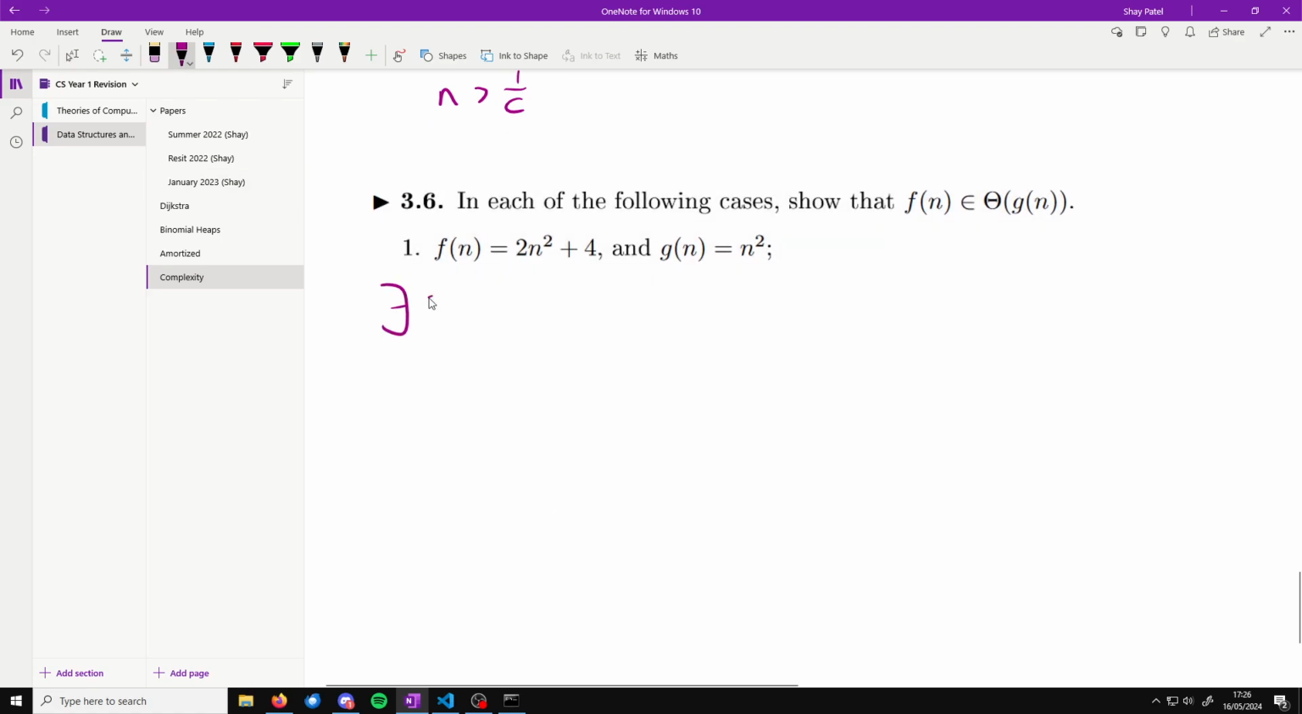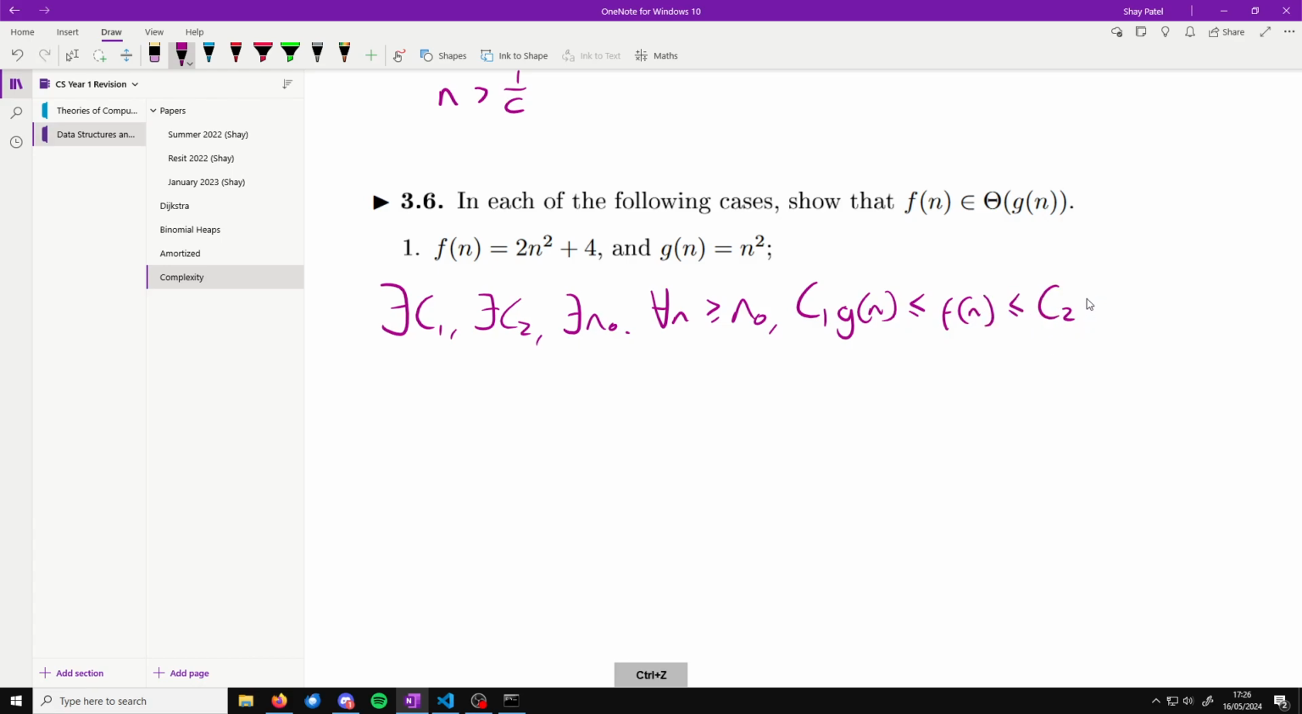So we want to show that there exists a c1, there exists a c2, and there exists an n0, such that for all values of n greater than or equal to n0, c1 times g of n is less than or equal to f of n, which is also less than or equal to c2 times g of n. Okay, so let's see what we can do with this. We have this function here, our g of n is n squared. So something like 2n squared is always going to be less than or equal to 2n squared plus 4. Hopefully that's nice and obvious, because 4 is greater than or equal to 0.